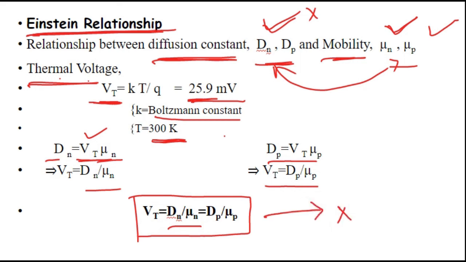So this is a very important relationship called the Einstein relationship, which we will be using in the next video, which will be on GATE questions for semiconductors, part 2.